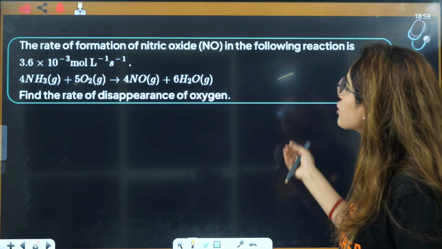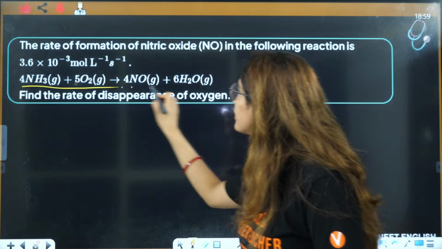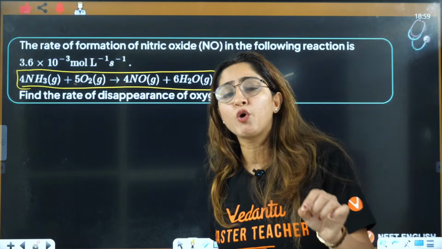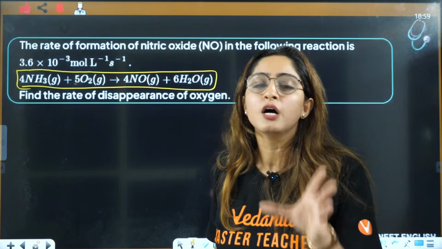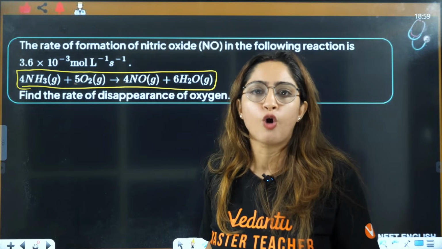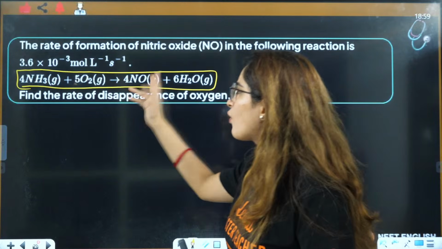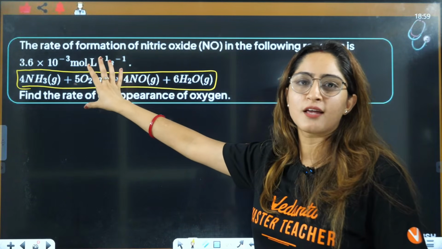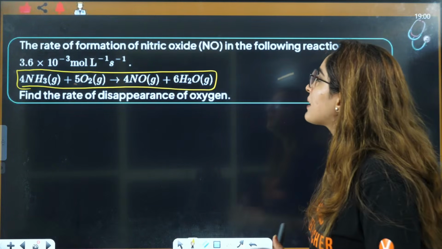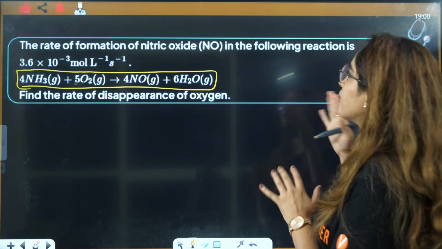Rate of formation of nitric acid in the following reaction. So this reaction is given to you. Can you see? This particular reaction is given to you. So whenever you are solving the questions here, you have to firstly see whether this reaction is balanced or not. So can you see this reaction is balanced? 4 nitrogen, 4 nitrogen. Usually if these coefficients are given to you, it is balanced only. But you can also cross check here, right? So rate of formation of nitric acid is given to you.